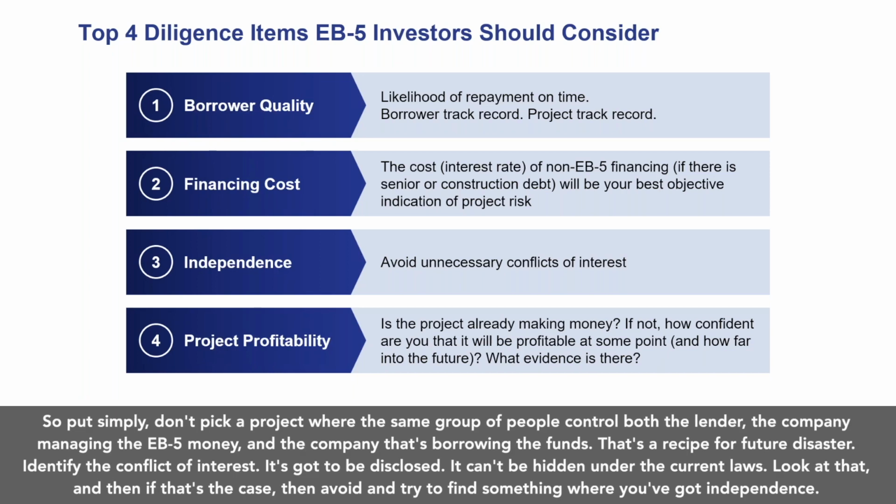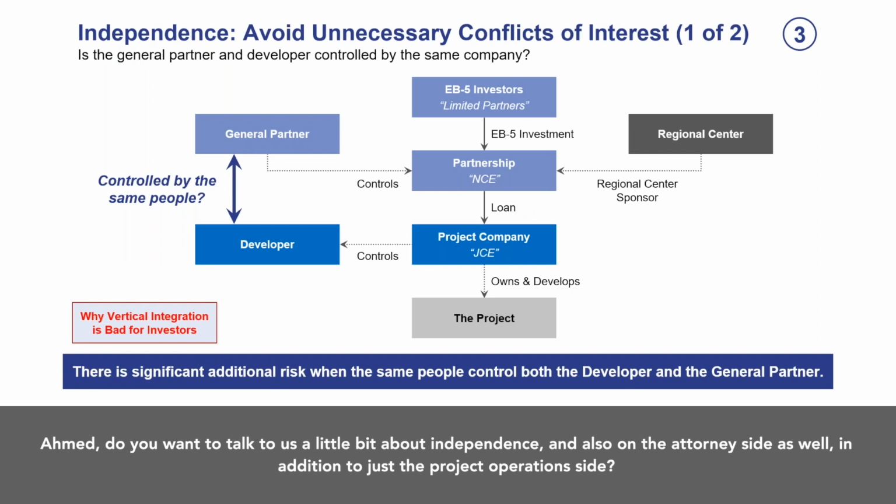And so, put simply, don't pick a project where the same group of people control both the lender, the company managing the EB-5 money, and the company that's borrowing the funds. That's a recipe for future disaster. So identify the conflict of interest. It's got to be disclosed. It can't be hidden under the current laws. So look at that, and if that's the case, then avoid it and try to find something where you've got independence. Ahmed, do you want to talk to us a little bit about independence, and also on the attorney side as well, in addition to just the project operation side?